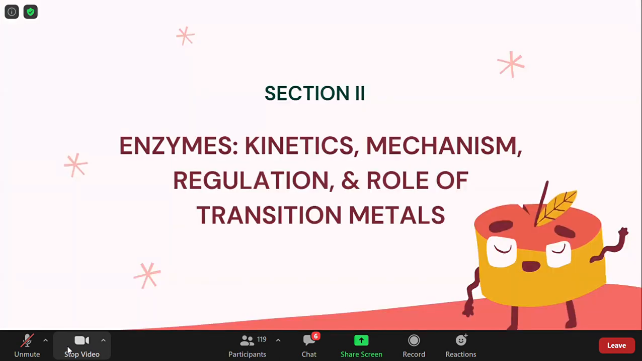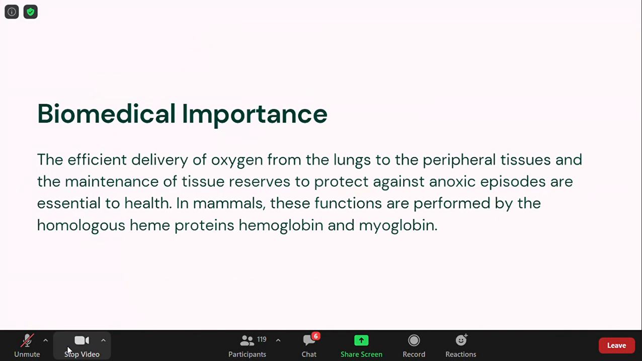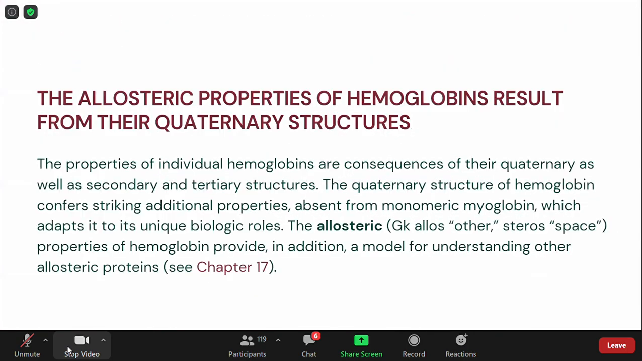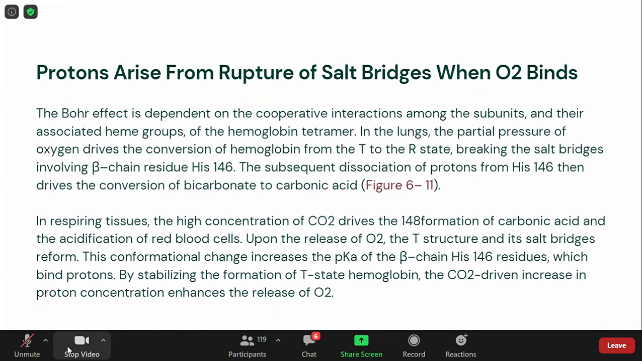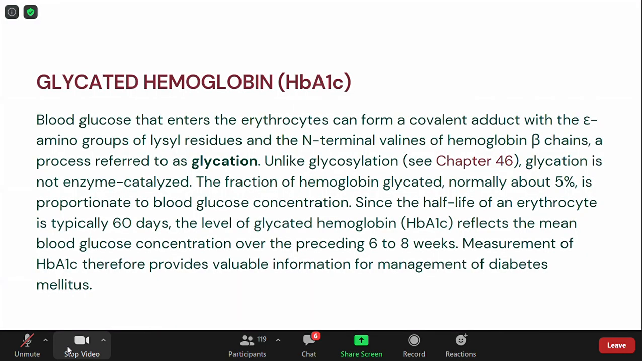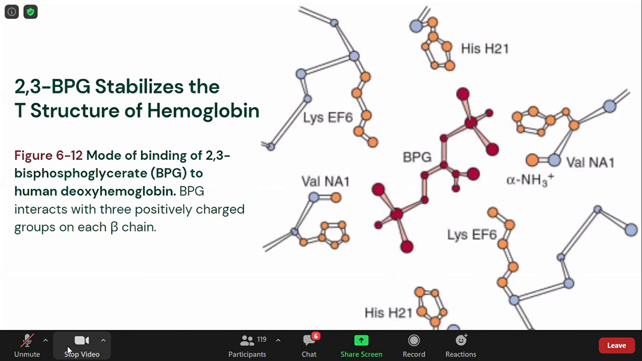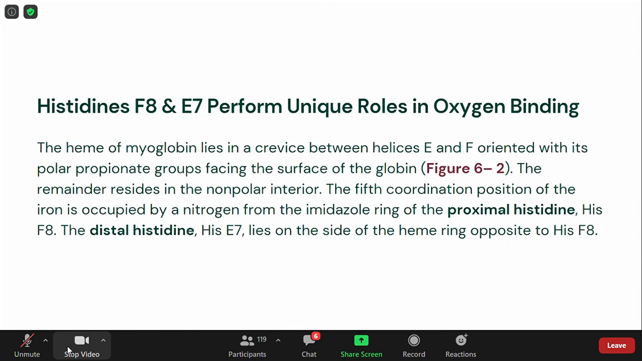All right, let's have enzymes next time: kinetics, mechanism, regulation, and role of transition metals. This is section 2. Proteins, myoglobins, we will talk about this. And then, what is next? Our protein. We'll talk about enzymes. So we will be talking about myoglobin and hemoglobin. That is active proteins, and then enzymes, another active protein.